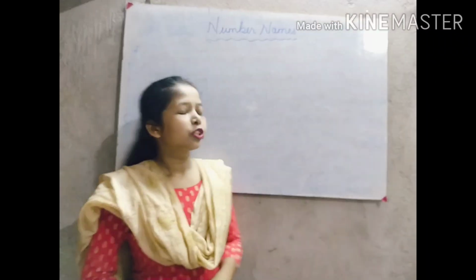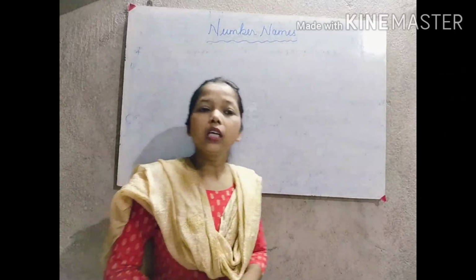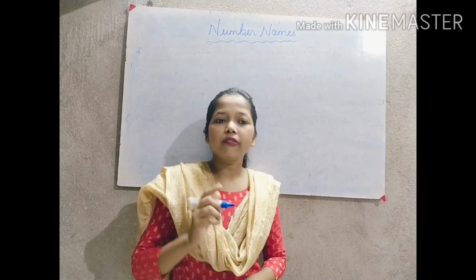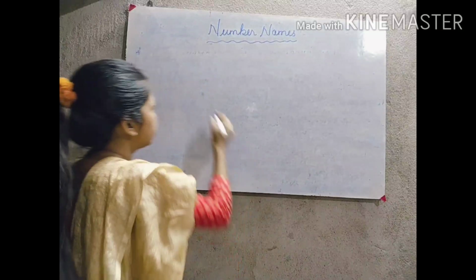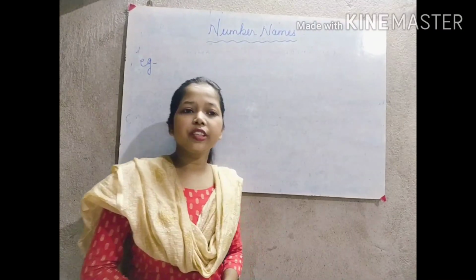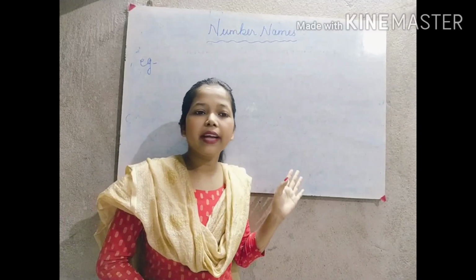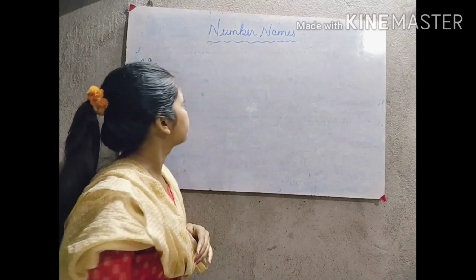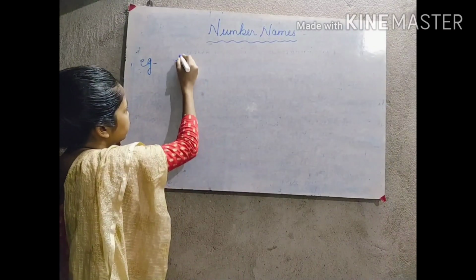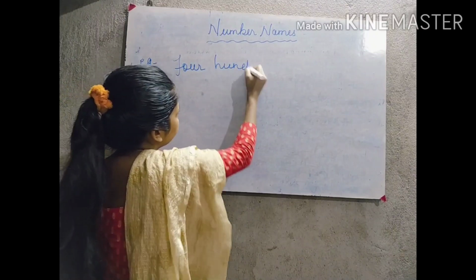Thank you. So children, in this part, let us see how to identify the numbers given in words. The first number name is 426. So start children. In this part, we will learn how to identify the numbers given in words. So the example is 426.